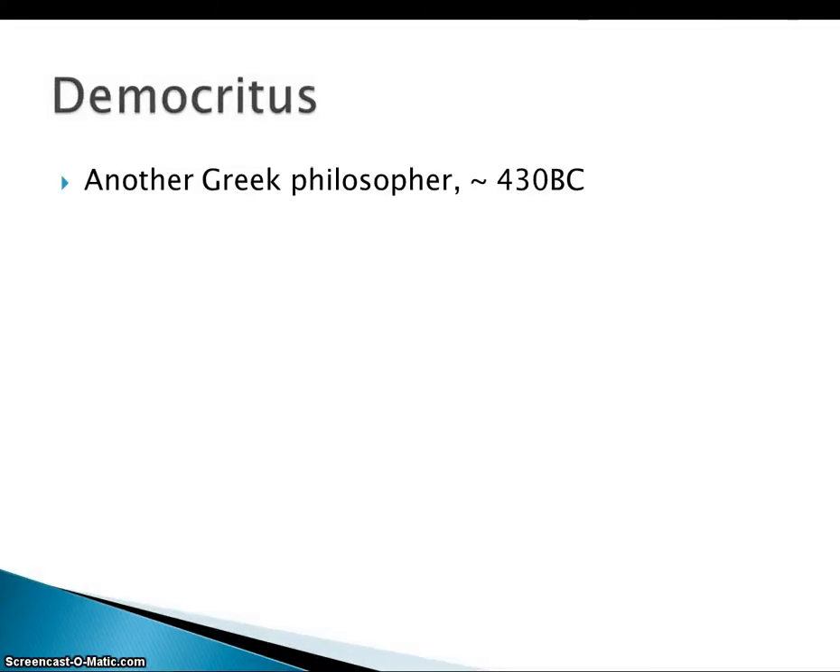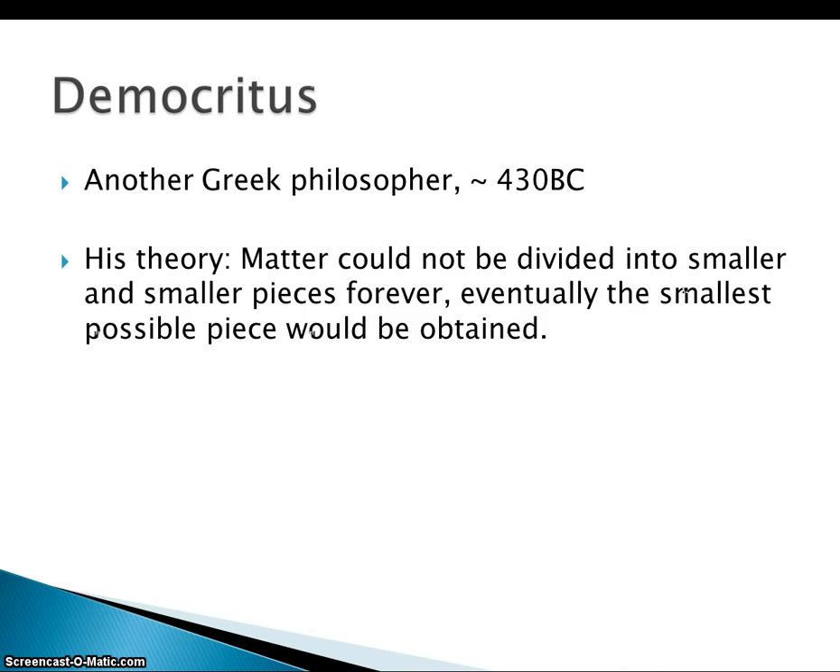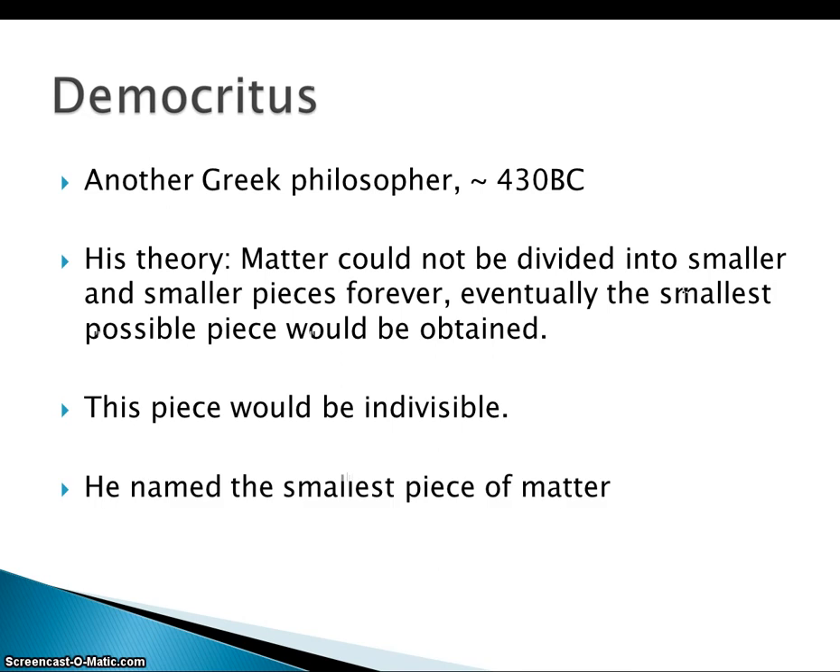Democritus was another Greek philosopher after Empedocles around 430 BC. And he had a very interesting theory. He said that matter could not be divided into smaller and smaller pieces forever, that eventually the smallest possible piece would be obtained, and that this smallest possible piece couldn't be divided anymore. And he named this smallest piece of matter atomus, meaning not to be cut. And hopefully you see a pretty important chemistry word inside of our atomus word there, the word atom.